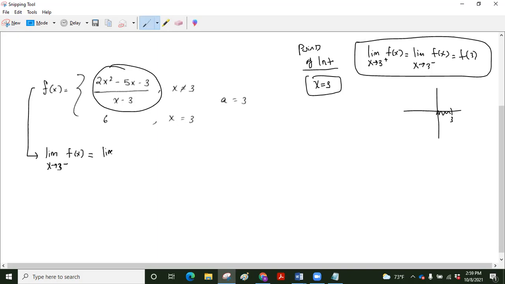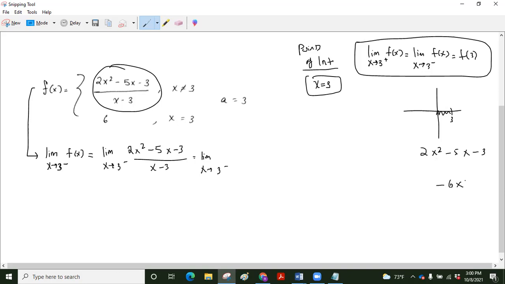So the limit as x approaches 3 from the left of 2x squared minus 5x minus 3 over x minus 3. If we plug in 3 now, we're going to get an indeterminate form. So we should actually factor the numerator. We essentially want to factor 2x squared minus 5x minus 3.